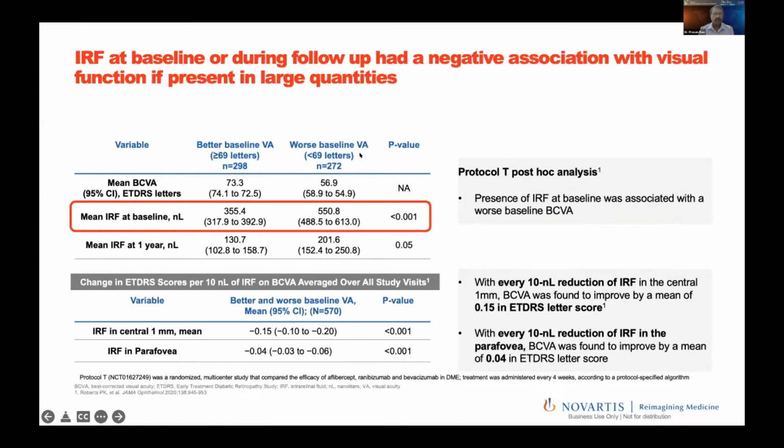So if you look at the Protocol T post-hoc analysis, this is the mean IRF at baseline. You can see more eyes had worse vision as compared to eyes which had better vision. So the presence of IRF.